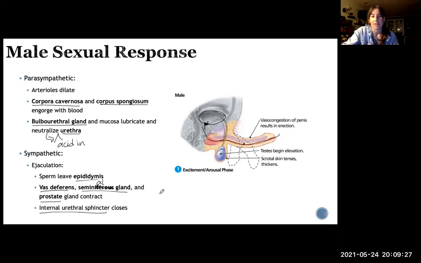Okay. And then after that, you have a feeling of well-being, you have relaxation, and males have a refractory period where they need to rest before they can experience another erection. As long as they're not on Viagra or something, right?